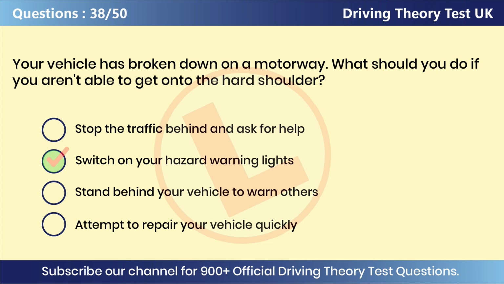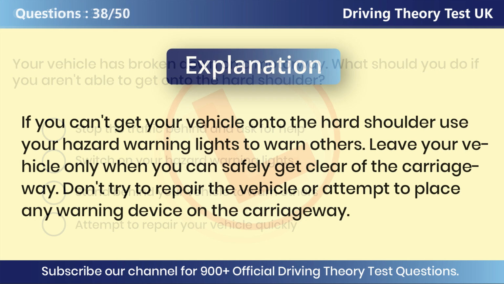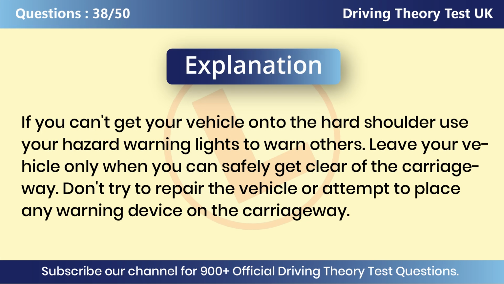B. Switch on your hazard warning lights. If you can't get your vehicle onto the hard shoulder, use your hazard warning lights to warn others. Leave your vehicle only when you can safely get clear of the carriageway. Don't try to repair the vehicle or attempt to place any warning device on the carriageway.